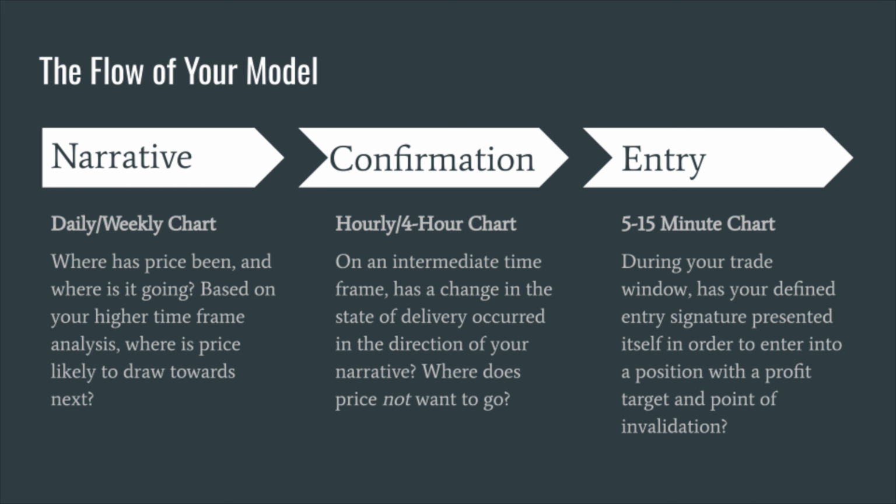Once your analysis is clear and you have a target to aim for within your narrative, you may continue to confirmation. On an intermediate time frame, has a change in the state of delivery occurred in the direction of your narrative? Where does price not want to go? Once you have a narrative target, a confirmation on an hourly chart is your signal that price is aligning with and moving towards your narrative and target. It is also helpful to understand where price does not want to go. If price has already taken out an old swing low and has reversed higher, it is unlikely that it will need to return before reaching your target.